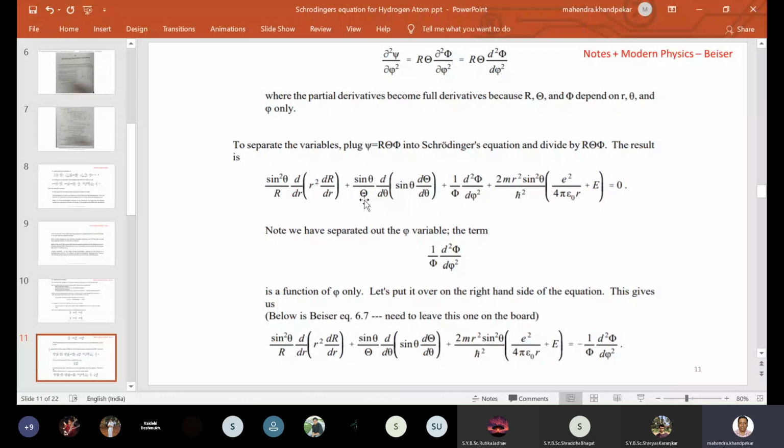See here, you have got capital Phi, Theta. Sorry, you have got capital Phi, you have got capital R, because we have divided the equation by R, Theta and Phi. Note that we have separated out the phi variable. Now if you see the term 1 upon Phi d square Phi by d phi square, just this term, what does it contain? All phi's, either capital or small.